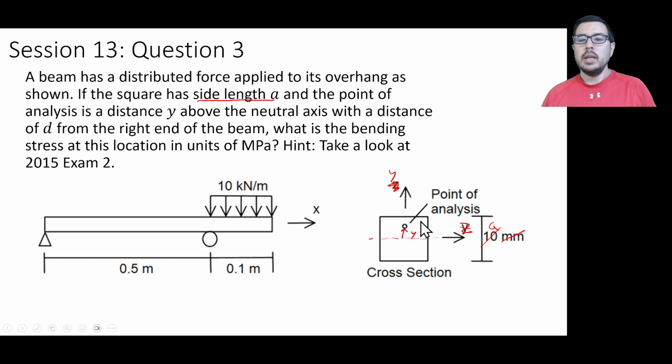Okay. And we're saying that it's a distance d from the right end of the beam. So we are now going to the beam and we're saying that it is some spot, so maybe about there. That's where we're interested in calculating the bending stress. Okay. So how do we go about doing this problem? Let's break it down, and I'll try to do that.